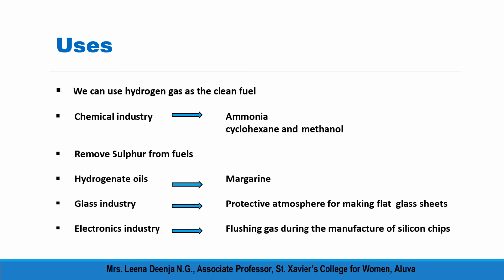Large quantities of hydrogen are used to hydrogenate oils to form fats, for example, to make margarine. In the glass industry, hydrogen is used as a protective atmosphere for making flat glass sheets. In the electronics industry, it is used as a flushing gas during the manufacture of silicon chips.